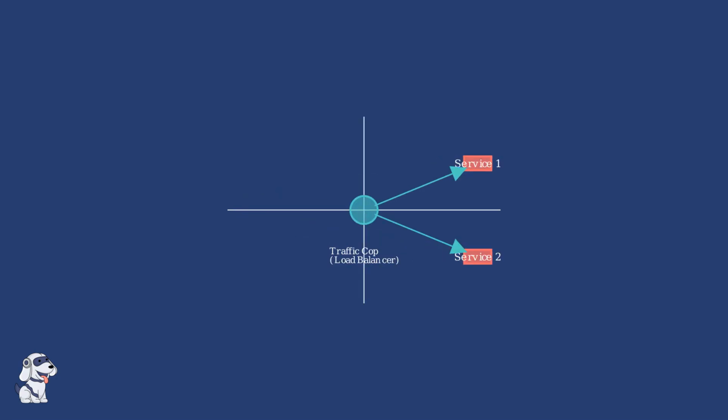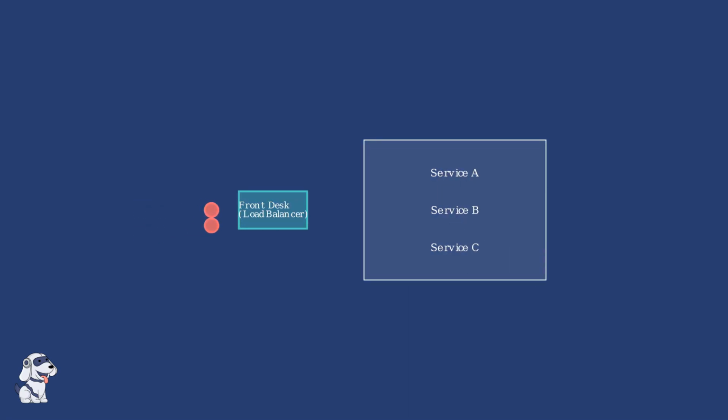Just as a traffic cop directs cars to the right lanes to prevent congestion, the load balancer directs HTTP requests to the right service instances. Without a load balancer, your native services would be like a building with no front desk. Visitors wouldn't know which floor or room to go to. The load balancer ensures every request finds its way to the right destination.